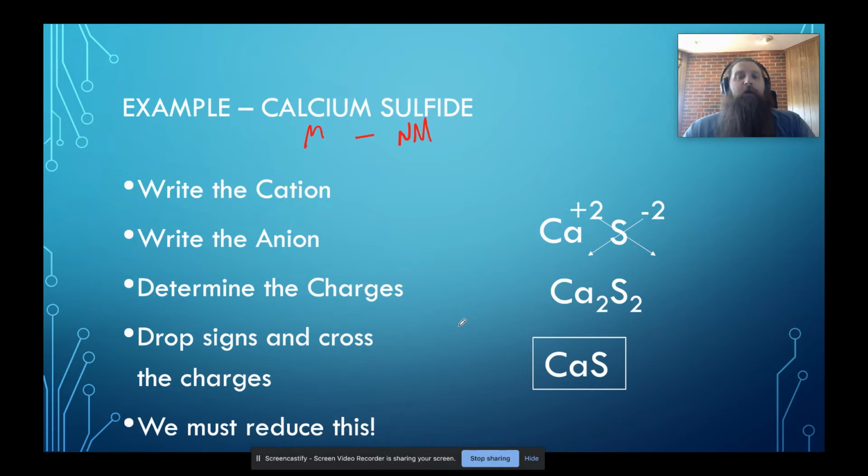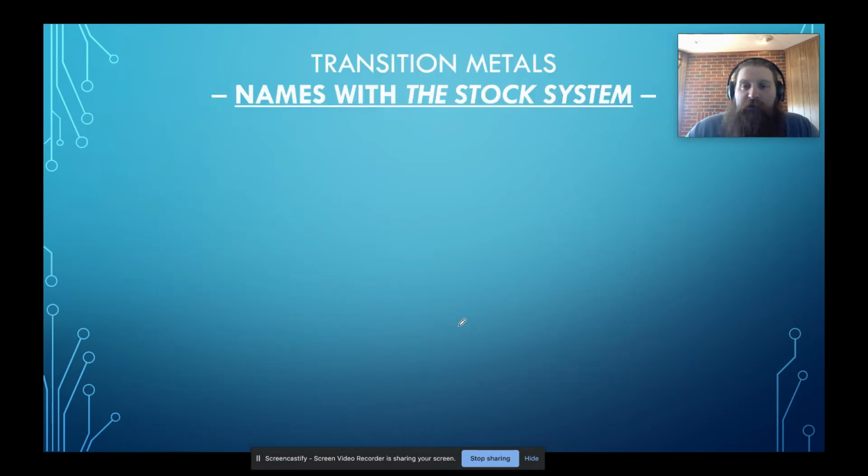All right. So that's how we write formulas from the names if we're using group 1 or 2 metals. Let's look at the stock system. Now, notice again, this is bold and underlined, and it has italics right there. And it's got 2 stars around it. You're going to want to know the name of the stock system.